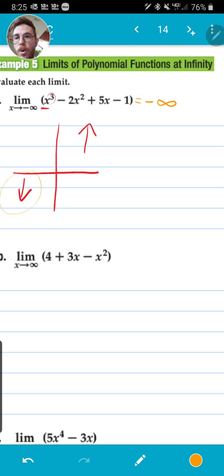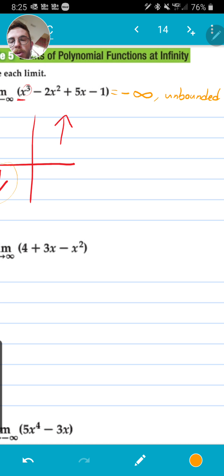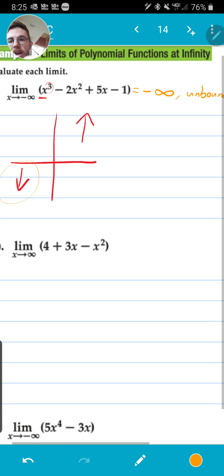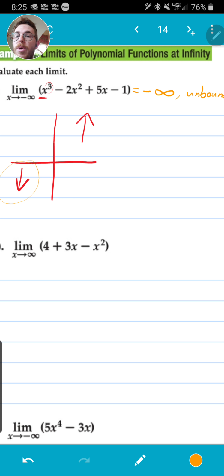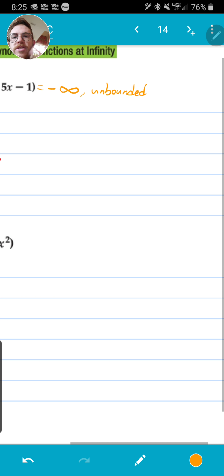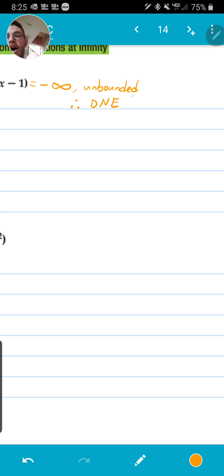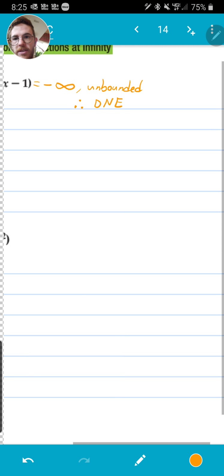The outputs are going towards negative infinity, which is unbounded. We will never be able to get to negative infinity. Negative infinity is something we cannot reach. And so to say the limit is negative infinity, well, that's unbounded. So technically this limit does not exist. So this reads negative infinity, which is unbounded, therefore does not exist.